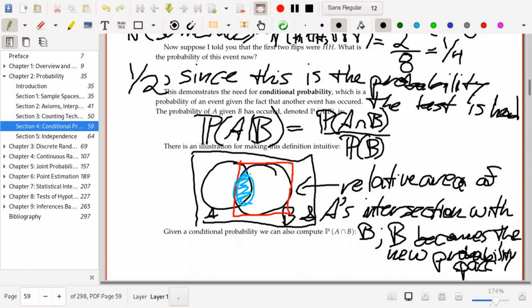So we need to divide by the area of B in order to ensure that the resulting probability measure is something such that the probability of this new probability space B would in fact be 1. All right.